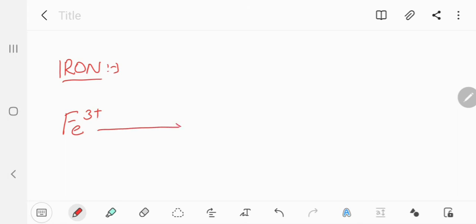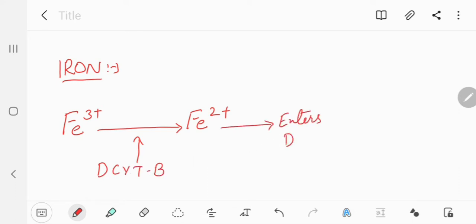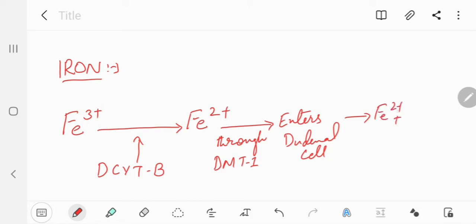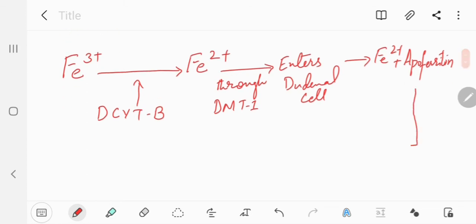Iron ingested is in the form of ferric and is converted to ferrous iron through the duodenal cytochrome B enzyme present on the luminal side of the duodenal cell. Then it enters into the duodenal cell through a channel which is known as divalent metal transferase 1. This ferrous then combines with apoferritin present inside the cell and is converted to ferritin.